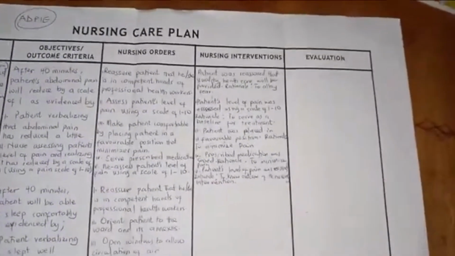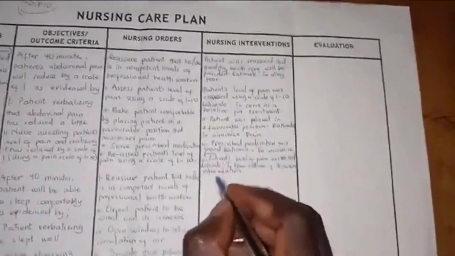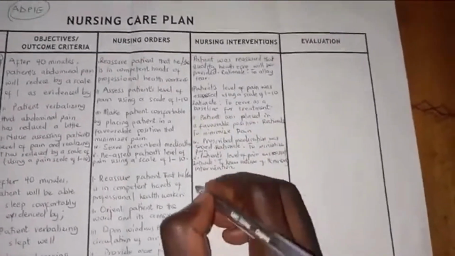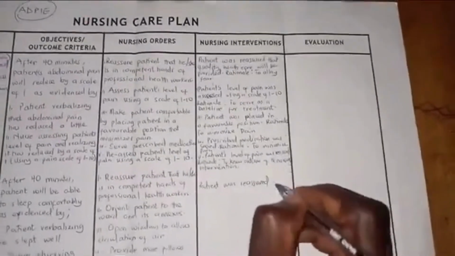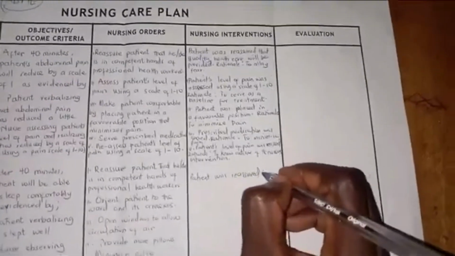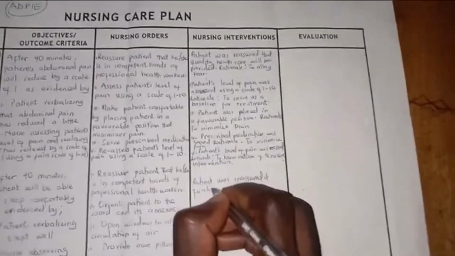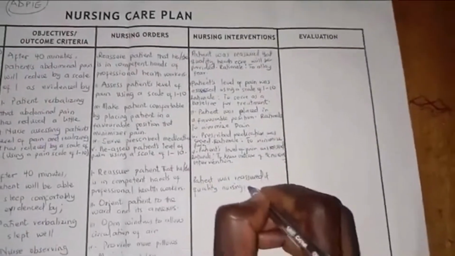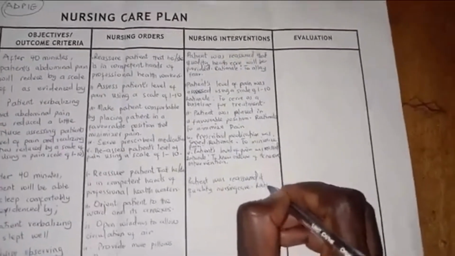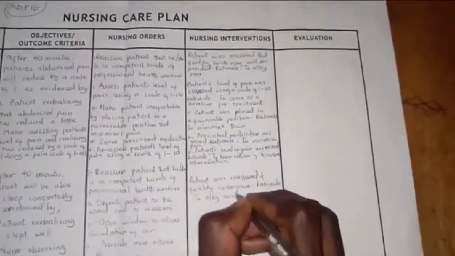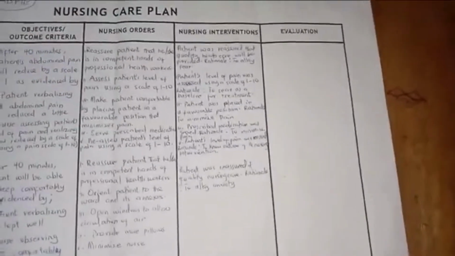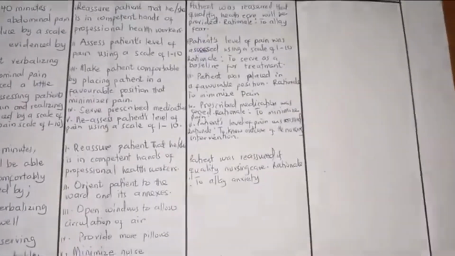So nursing intervention is basically the easiest when it comes to this table, aside the evaluation, of course. Okay, so let's move on with the other ones. So just as you did for this one, so let's move on here. So patient was reassured. So we're going fast because I think you have the concepts right now. Was reassured of quality nursing care. And what was the rationale? The rationale was to allay anxiety. So you can just interchangeably use those words, fear or anxiety. Okay.